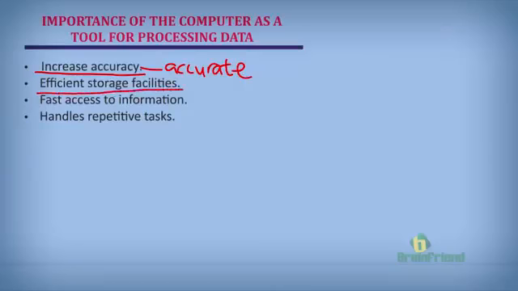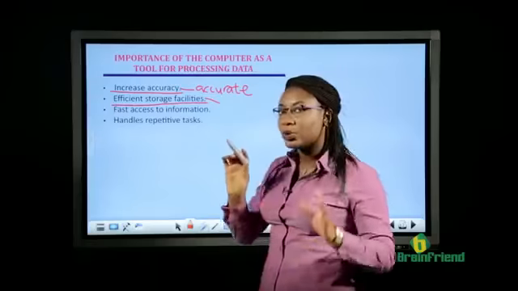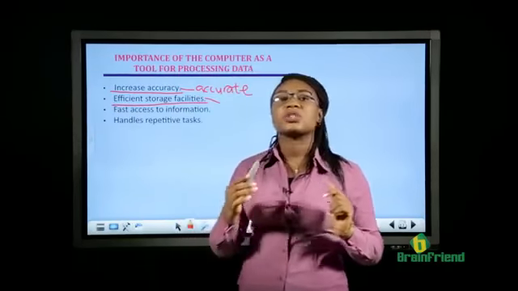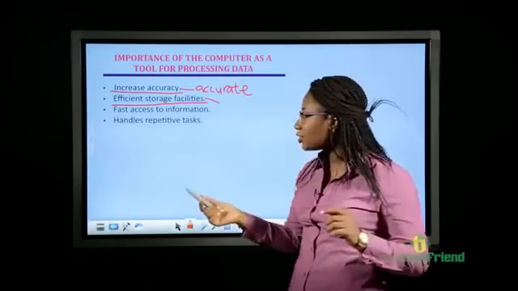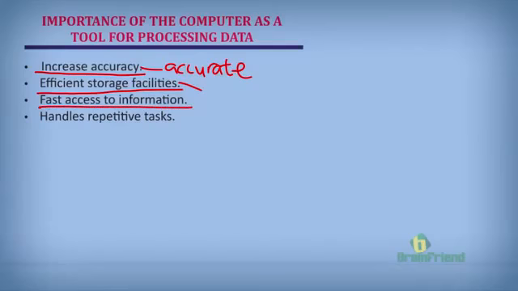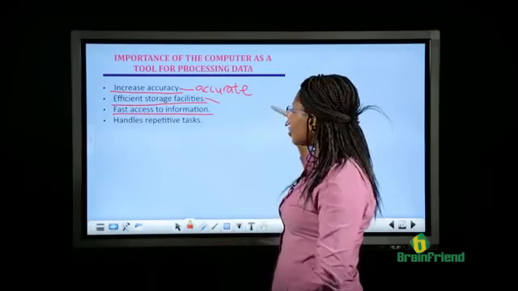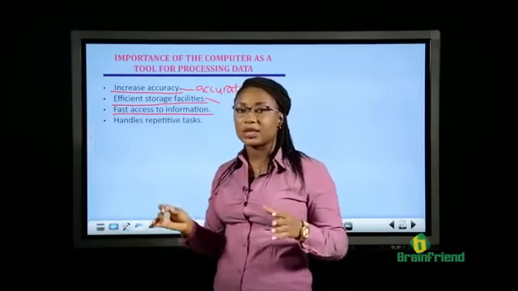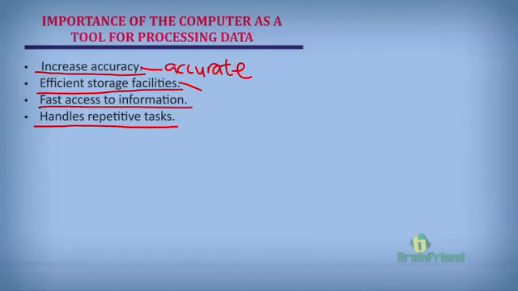The second reason is that it's an efficient storage facility. The computer can store data. We gave the devices that can be used to store this data: the flash drive, the hard drive, and so on. The third importance is that the computer gives fast access to information. Whatever information we need, we can use our computer to get it easily. Lastly, the computer handles repetitive tasks. This is where we come to programming. When you go to higher classes, you learn more about programming. That's for those that want to study computer science as a course in the university.